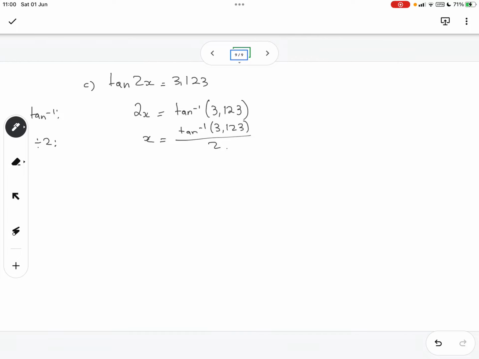So after applying multiplicative inverses, we will have a value for that. And what's the value? Anyone? Magdalene? What's the value for arctan of 3.123 divided by 2? 3.123. 36.122 something. Yeah, it is that. So it's 36.12 degrees. Must put the degrees because it's an angle measure.